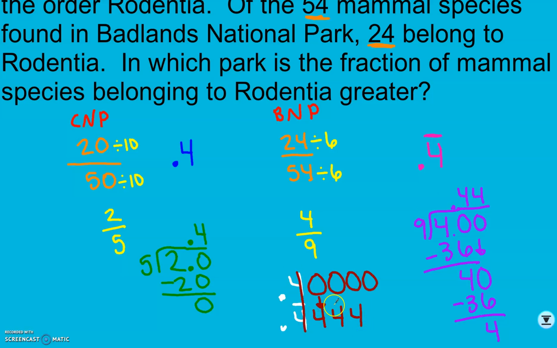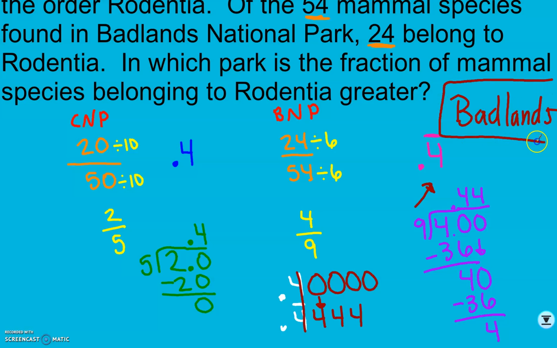4 is greater, which means this is greater, so Badlands has a greater part that is in Rodentia. And I'll continue in another video.